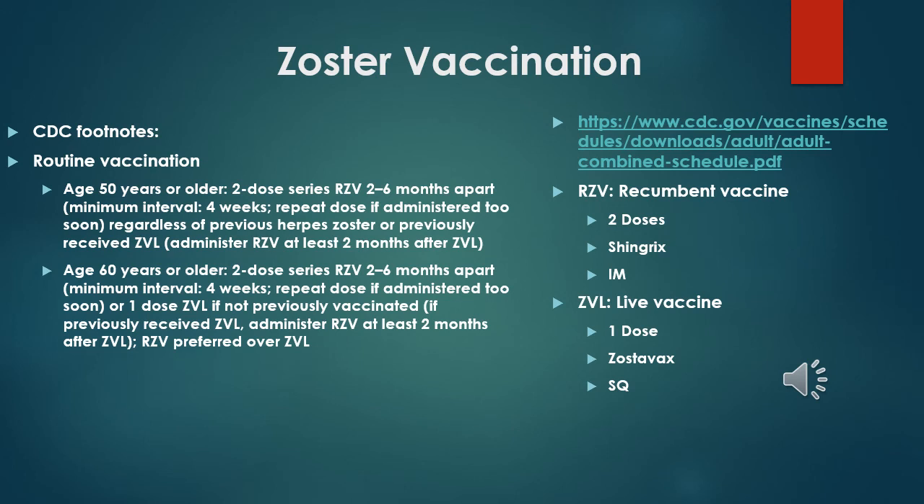As you saw on the previous slide, the zoster vaccination has two different types. There is the RZV, which is the recombinant vaccine, and it is given in 2 doses. The trade name is Shingrix, and this is given intramuscularly. The other vaccine is the live vaccine, the ZVL, and this is given as a 1-dose subcutaneous injection. This is not the preferred method because it is a live vaccine. It's also called Zostavax. Just know that there are specific guidelines for administering these vaccinations, and if you look on the left-hand side of the slide, it explains the interval between vaccinations as well. There is also a CDC link if you'd like to look at the full vaccination schedule.